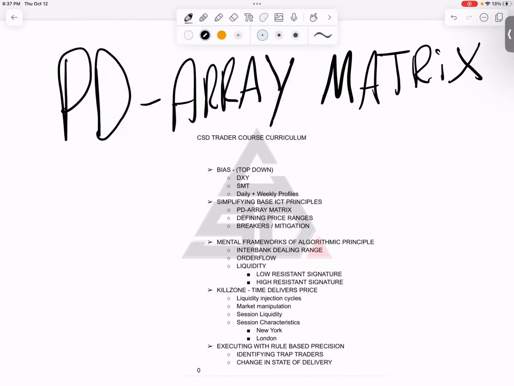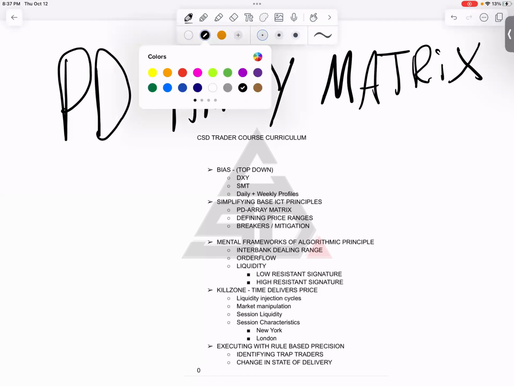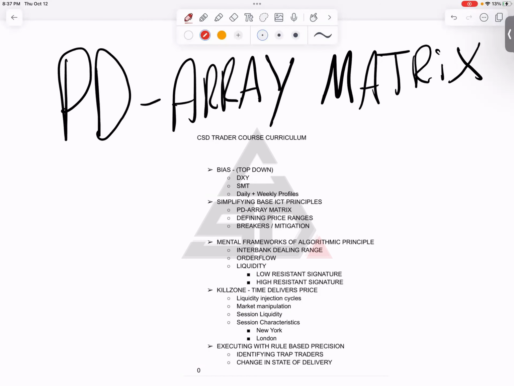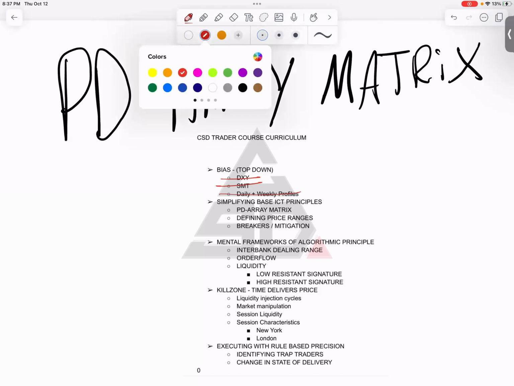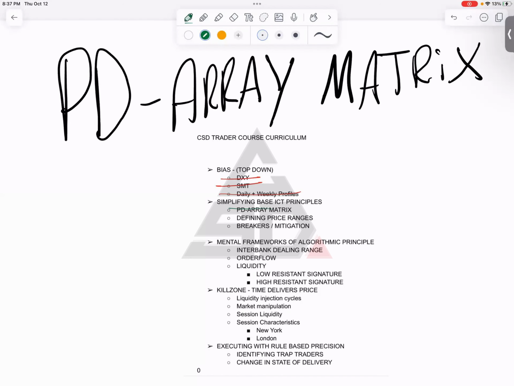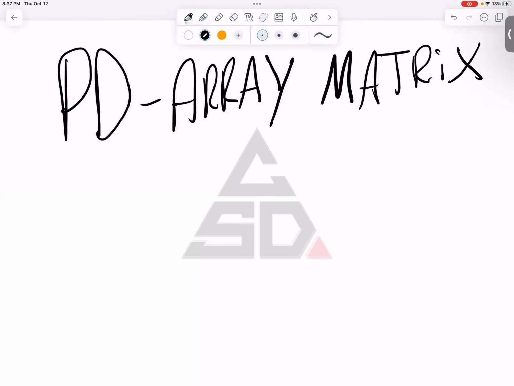We're going to discuss the PDA rate matrix. Before we get into that, let's review what we already covered. We covered DXY, SMT, and we also did daily and weekly profiles. Today's topic is going to be about the PDA rate matrix and defining price ranges. That being said, let's get to it.